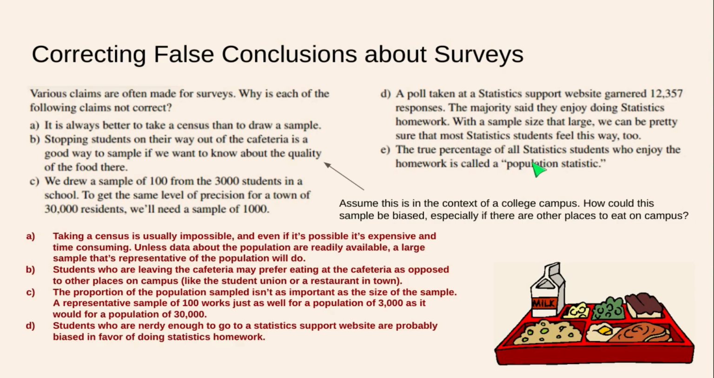The true percentage of all stats students who enjoy their homework is called the population statistic. What is wrong with that? I'll give you a hint. It has to do with the last two words that are appropriately put in fear quotes. Think about it, and we'll check the answer in just a moment. All right, let's see it. Well, there's no such thing as a population statistic. The correct term is population parameter.